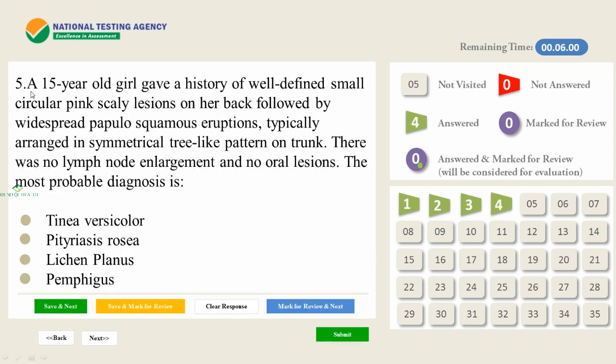The fifth question. A 15-year-old girl gave a history of well-defined small circular pink scaly lesions on her back, followed by widespread papulosquamous eruptions, typically arranged in symmetrical tree-like pattern on trunk. There was no lymph node enlargement and no oral lesions. The most probable diagnosis is tinea versicolor, pityriasis rosea, lichen planus, pemphigus.